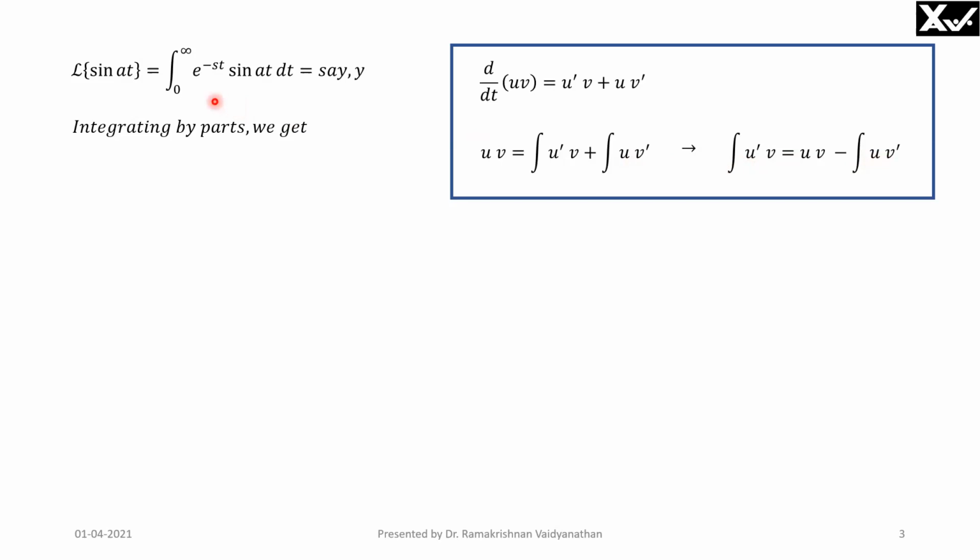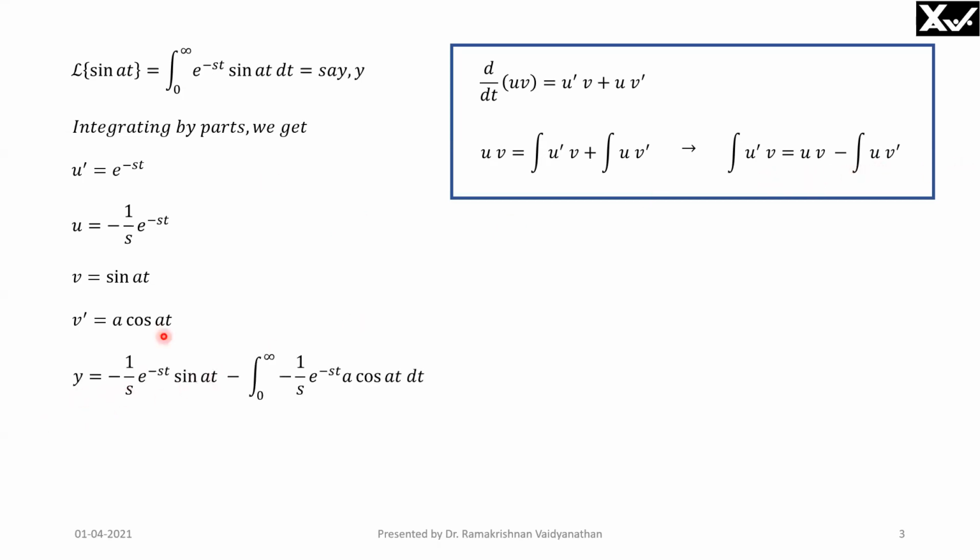Here, what we'll have to do is find which one is u dash, which one is v, and solve it. So e power minus st is u dash. So u is the integral of this, minus 1 by s e power minus st. We know it already. And then v is sine at here. And then v dash we can find out. Differential of this is a cos at. Substituting, we will get this answer. So y is equal to minus 1 by s e power minus st sine at minus integral of this.